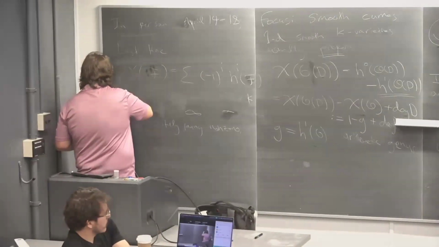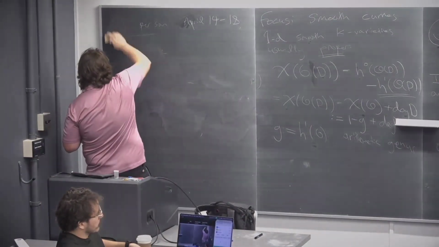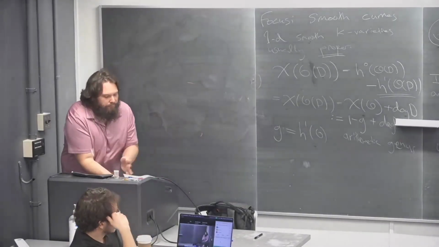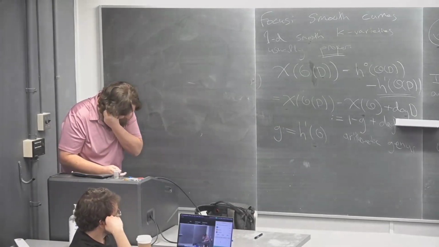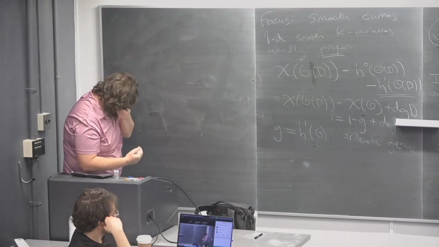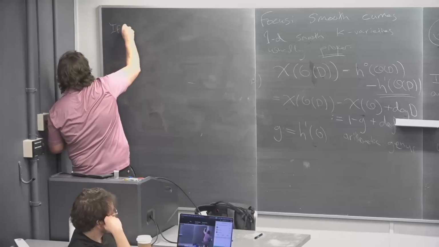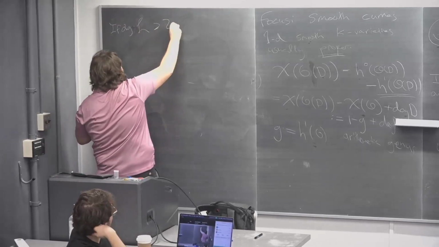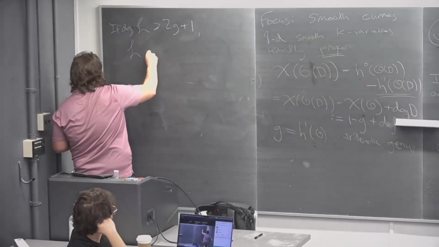So similarly, we had characterized being very ample in terms of the change in the number of sections after I remove 2 points. So exactly the same proof shows that if the degree of L is greater than or equal to 2g plus 1, then L is very ample.